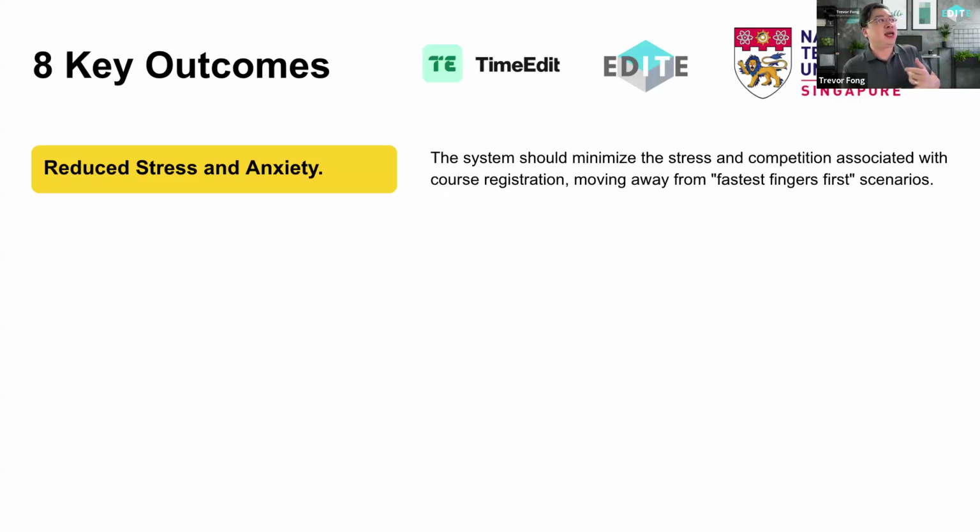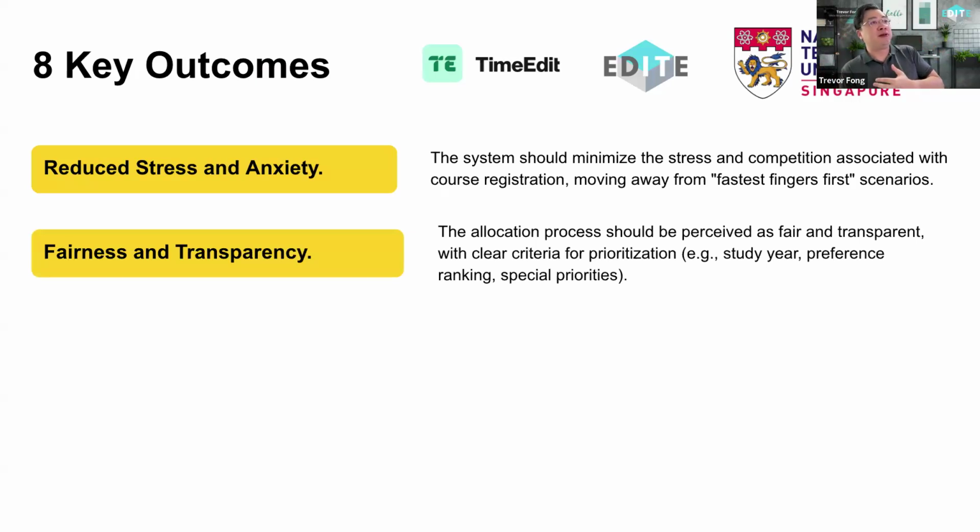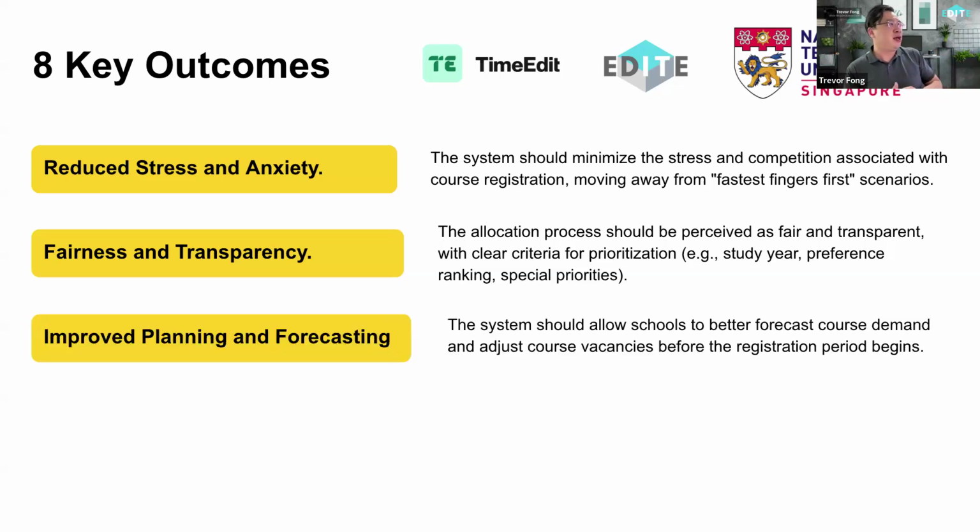So the first thing, if we can have an outcome of reduced stress and anxiety for your users, right, which is the students, right? So minimize the stress and competition. Fairness and transparency. I think the allocation process needs to be perceived as fair and transparent with clear criteria for prioritization. And Jordan will talk a bit about that. How do we make it fair? Because students can't select preferences if they don't know that the way the system is being calibrated is being fair to them. All right. So I think that's another thing that we need to demonstrate.